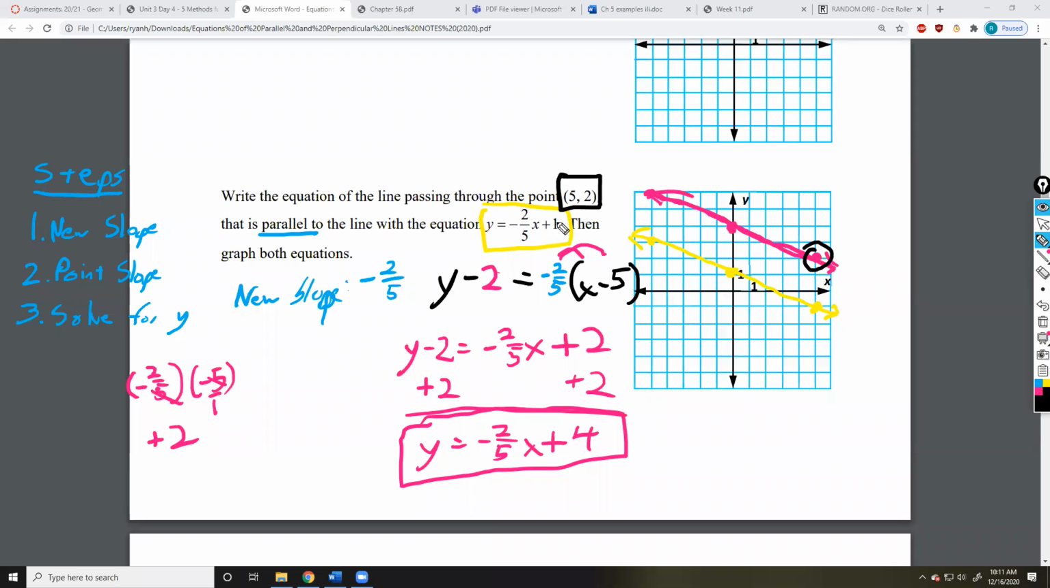So we don't care about this +1. We don't do anything with it. The slope is what we care about, the -2/5. We're either going to keep the same, or we're going to do the opposite reciprocal.